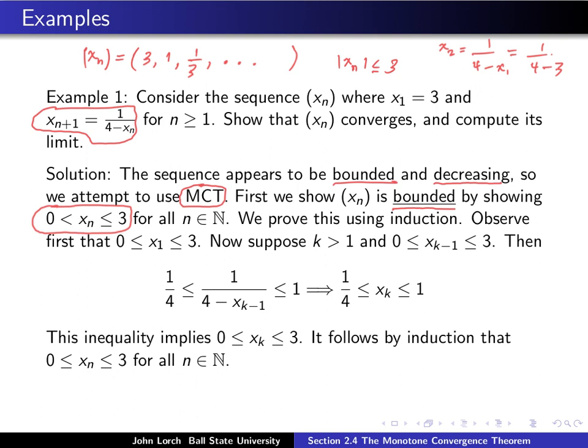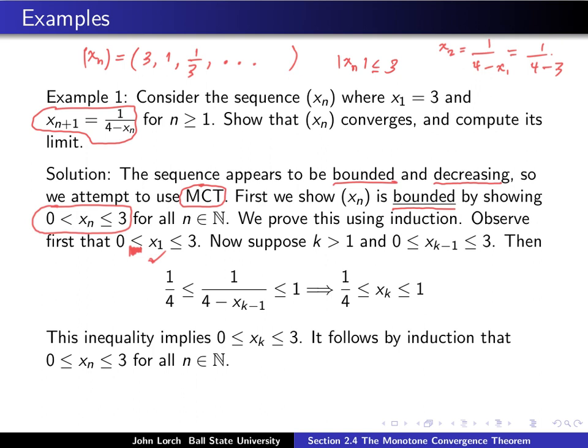Now, you might recall that induction begins by verifying the base case. That is, we start at the very first term of the sequence. We ask ourselves, does x1 satisfy this inequality? The answer is yes. x1 is equal to 3, so it is bigger than 0 and less than or equal to 3. So we're good with that inequality. And that satisfies what's known as the base case of our induction argument.